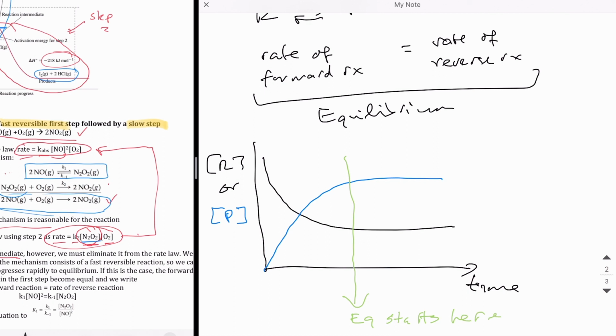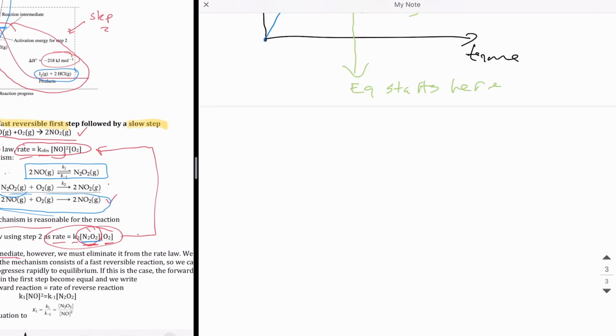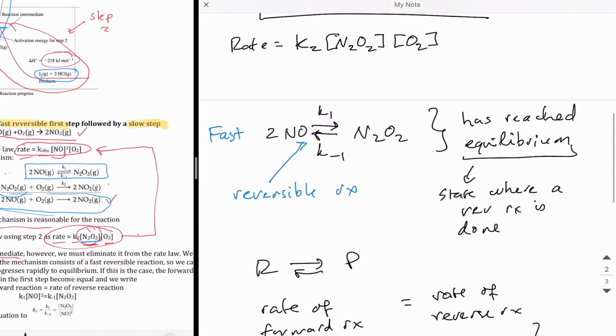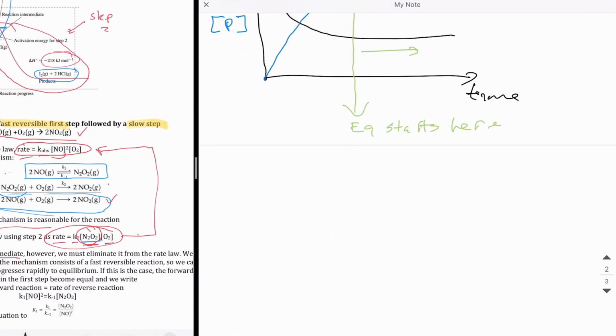From this point on, all the way that way, your reaction hasn't really changed. If your reaction doesn't really change as a function of time, that means the reaction is done. So that's how we determine whether a reversible reaction is complete or not. Now, how does that information help us in order to rewrite our rate law? Because remember, our whole goal here is that we want to change our theoretical rate law, which is rate equals K2 times N2O2 times O2. We want to express this a different way.